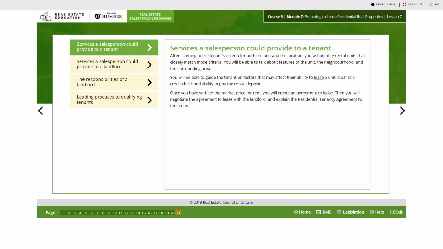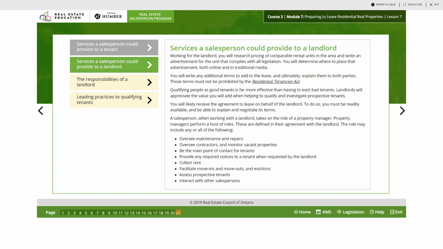Once you have verified the market price for the rent, you will create an agreement to lease. Then you will negotiate the agreement to lease with the landlord and explain the residential tenancy agreement to the tenant.